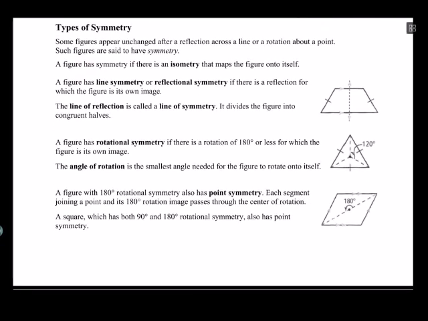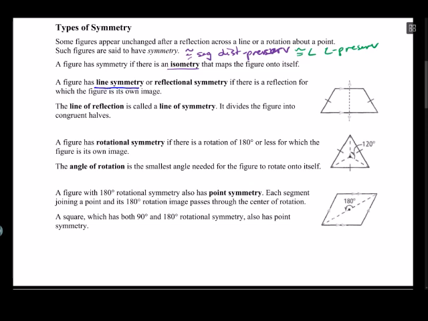Now, a look at our types of symmetry here. The figures are going to be unchanged after a reflection across a line or a rotation about a point. Your figure has symmetry if there is an isometry. That means we have congruent segments, which means they are distance preserving. And we have congruent angles, which means they are angle preserving.